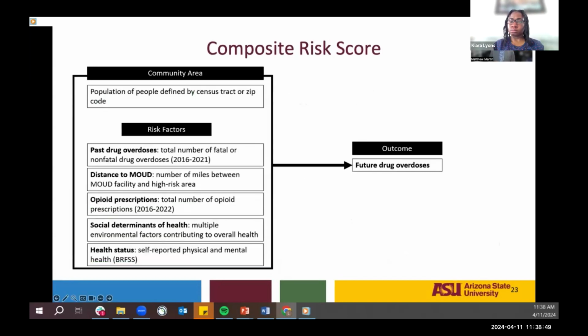So the composite risk score includes a combination of multiple risk factors, and the purpose of it is to try to predict future drug overdoses. That is what the conceptual idea is with these composite risk scores. So we calculated those, and then we assigned each community in Arizona with a risk score.